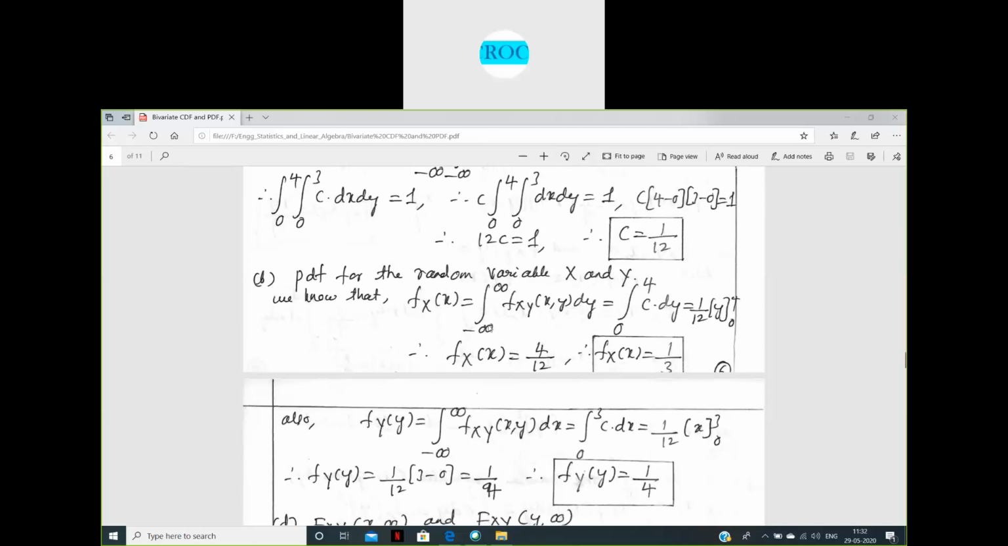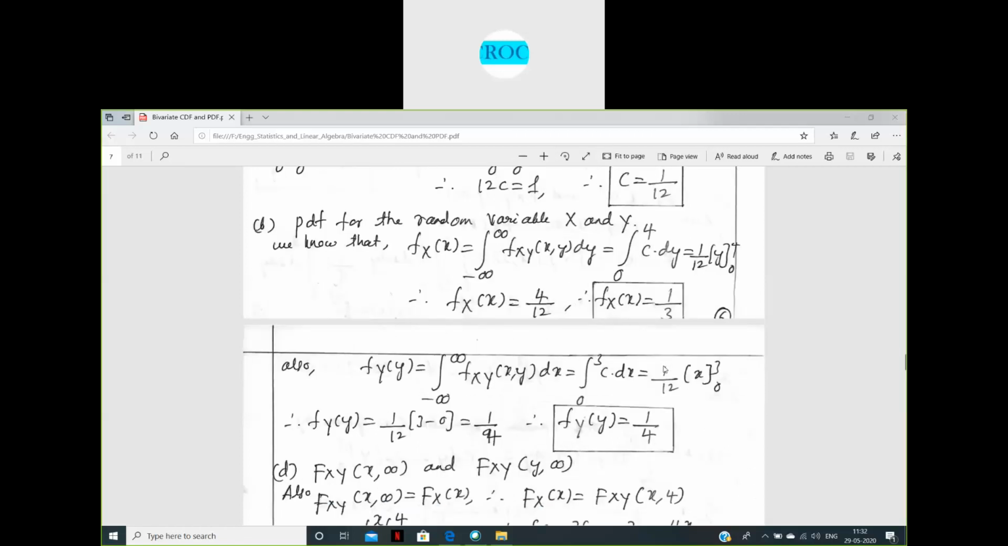fX of x is equal to the integration from minus infinity to infinity of fXY of x comma y dy here. Since we're calculating fX of x, this is integration over dy. What are the limits we have? 0 to 4, c dy, 1 by 12 dy, the limits are 0 to 4. Substitute here, we get 4 by 12, which is nothing but 1 by 3. So the PDF for the random variable x is equal to 1 by 3.